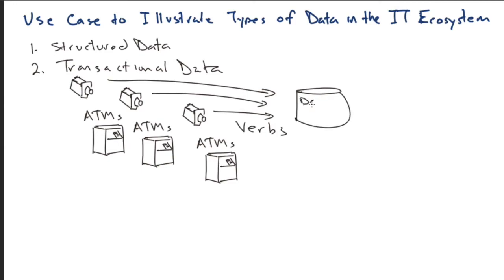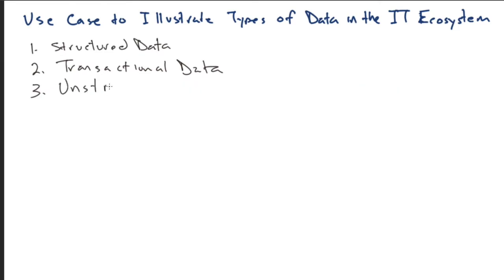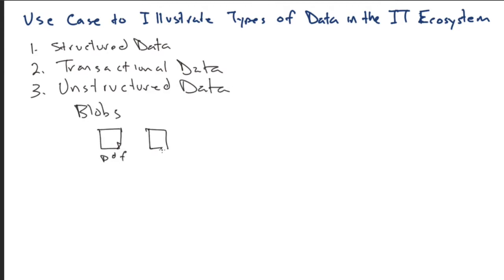For example, a bank may have sensors that are regularly checking the status of their ATMs, and that data might be sent, stored, then analyzed, and then some reports may be generated. And the raw data is generally archived to a data lake or something like that. So we have our structured data, our transactional data, and then we have our unstructured data. And these are blobs. For example, PDF files, images, videos, Word documents, Excel spreadsheets, those kinds of things.